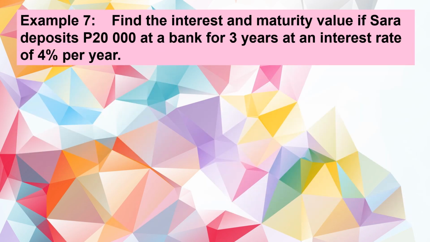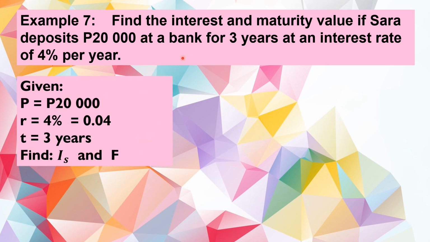Now, let's have the last example. Find the interest and maturity value if Sara deposits 20,000 at a bank for 3 years at an interest rate of 4% per year. So, ano yung hahanapin natin? The interest and maturity value. So, what are the given in the problem? We have now 20,000, which is the deposited money. So, 20,000 is our principal. And 3 years is our time. Then, 4% is the rate. And 4% can be written as 0.04.